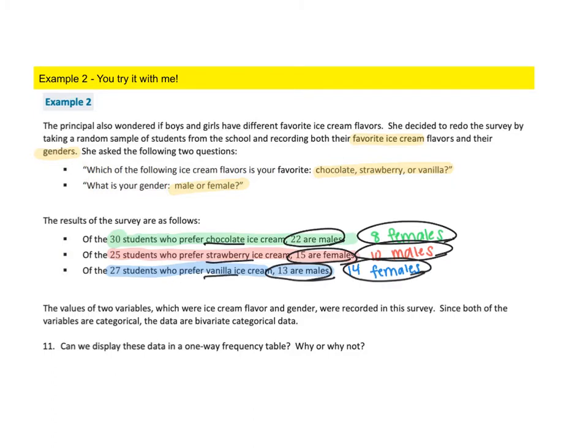Okay? The values of the two variables, which were ice cream flavor and gender, were recorded. Since both of the variables are categorical, the data is a bivariate categorical data set. So there's two variables, right? So we now call this bivariate. And we're still talking about two categories, so this is categorical. Okay? The next question says, can we display this in a one-way frequency table? Why or why not? We cannot display this in a one-way frequency table because we have two different frequencies, right? Males and females now. It's not just, oh, what's your favorite ice cream flavor? There's two questions. So no, because our data is bivariate.